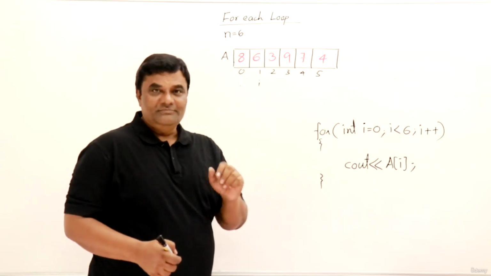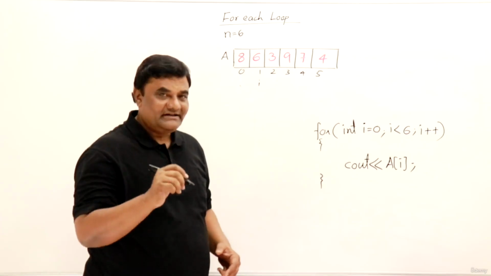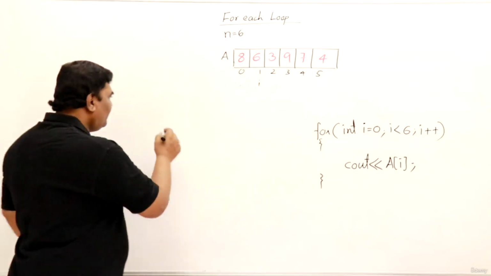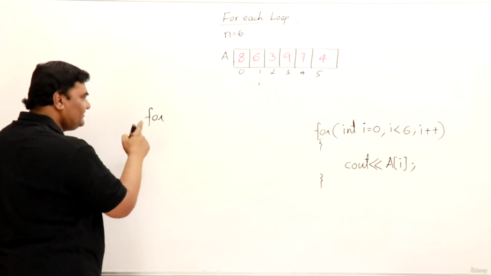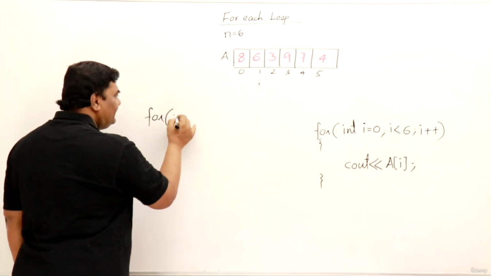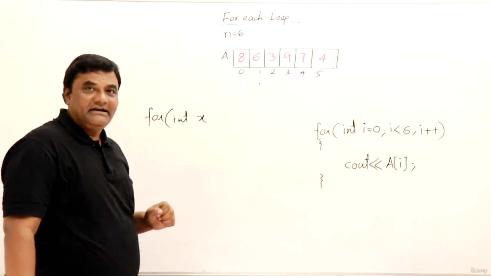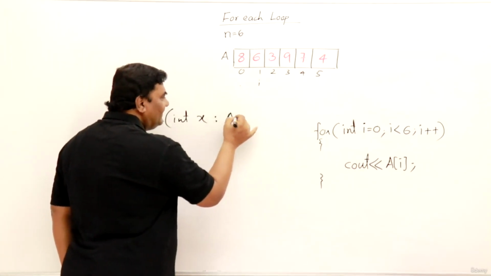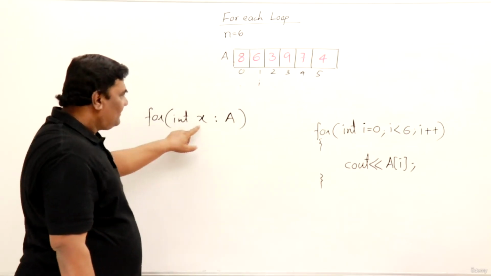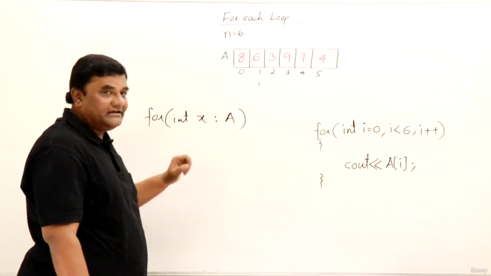Now the same array can be accessed using the for each loop. Let us see the syntax and example. The for each loop is written same as for. We don't write each here, just for. Then integer x. Now I am taking another variable x, integer x, from A. We read it like this: x in A.